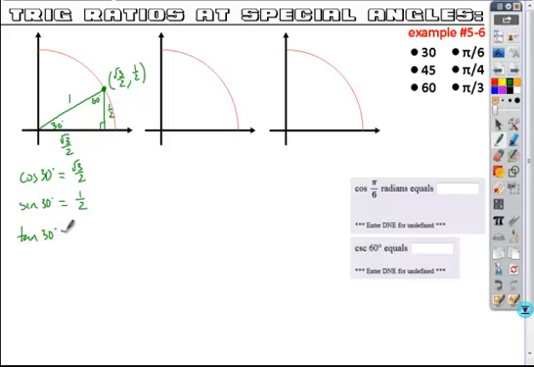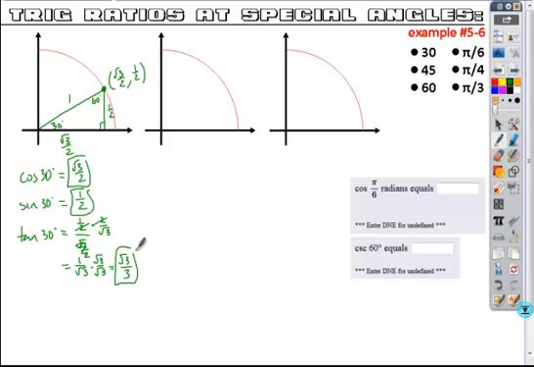And the tangent is the sine over cosine. So 1/2 over root 3 over 2. When you divide by a fraction, it's like multiplying by the reciprocal. So dividing by root 3 over 2 is like multiplying by 2 over root 3. The 2's cancel. I get 1 over root 3, which when I rationalize is equal to root 3 over 3.